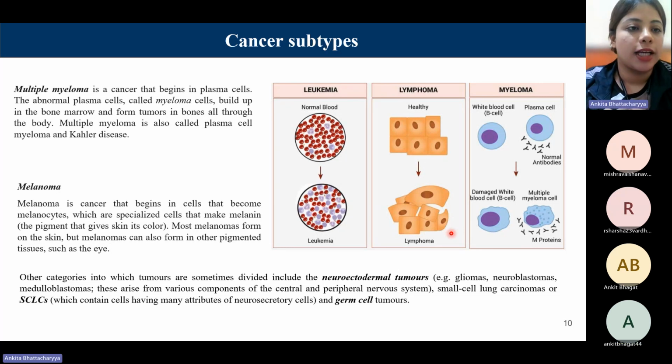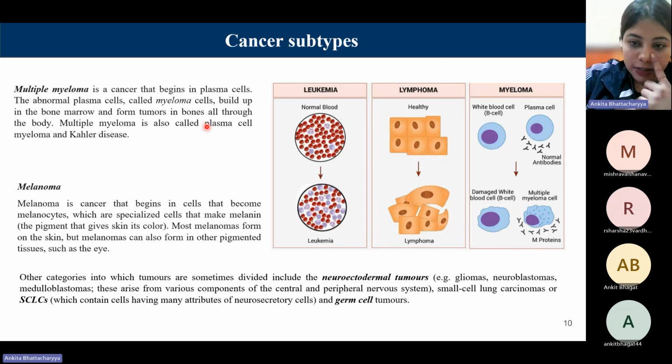So finally, this will just be a quick summary. Apart from what we have already discussed, within the blood cancers, there's another smaller subtype as well, which is myeloma. Multiple myeloma is a cancer that begins in the plasma cells. The abnormal plasma cells, also called myeloma cells, build up in the bone marrow, and they form tumors in bones all throughout the body. It's also called plasma cell myeloma or Kahler's disease. So here you can see just a schematic representation.